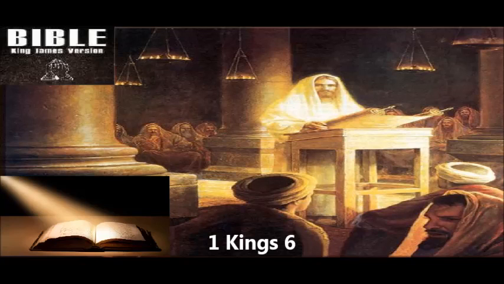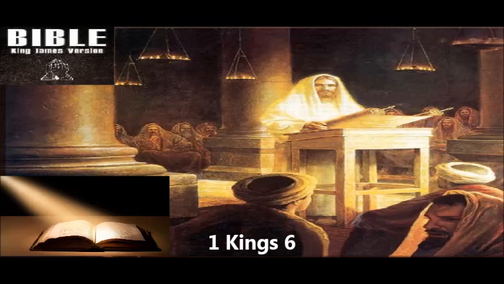Chapter 6. And it came to pass in the 480th year after the children of Israel were come out of the land of Egypt, in the 4th year of Solomon's reign over Israel, in the month Ziph, which is the 2nd month, that he began to build the house of the Lord. And the house which King Solomon built for the Lord, the length thereof was 80 cubits, and the breadth thereof 20 cubits, and the height thereof 30 cubits.